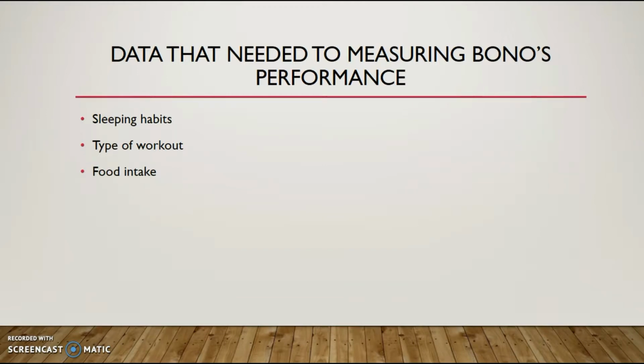Second will be the type of workout. This is one of the key elements in reducing Bono's weight because different types of workout will give different kinds of benefit. As Bono is a dangerously overweight person and also a starter, the best recommended workout plan for him is aerobic exercise, such as swimming, cycling, jogging, and etc.